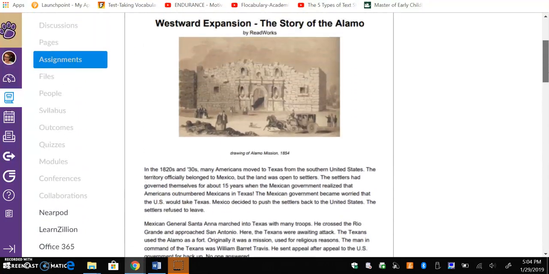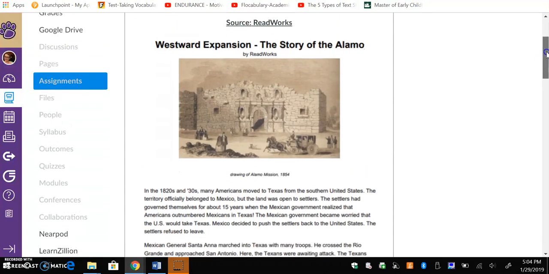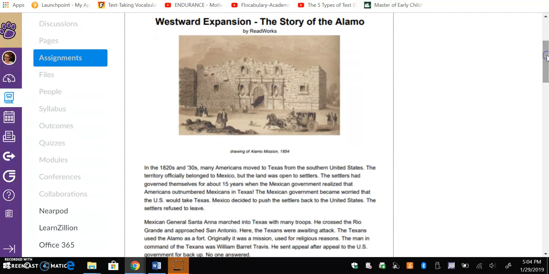So today I'm going to be reading to you guys about the Alamo. So we all know that the very, very first step when we're looking at nonfiction text or any text really is just to read. So I'm going to go ahead and read the first text and kind of see what I've learned from it, kind of see how it's laid out, and then I'm going to go ahead and look at the second text. So the first text is Westward Expansion, the Story of the Alamo.